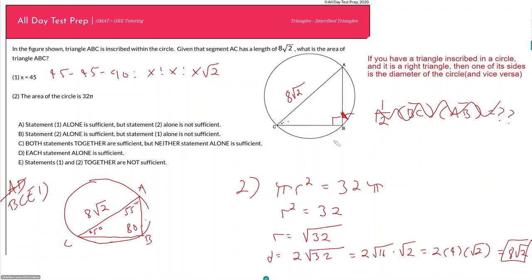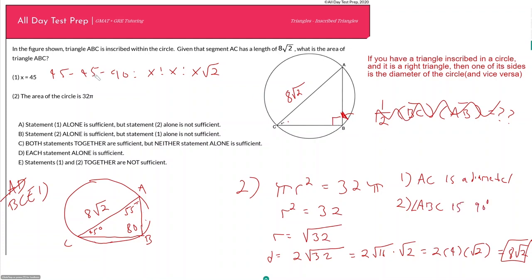And so statement 2, if I write out what it is actually telling us, is telling us 2 things. AC is a diameter, and angle ABC is 90 degrees. So we can fill that in here.